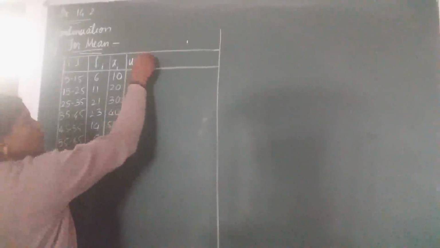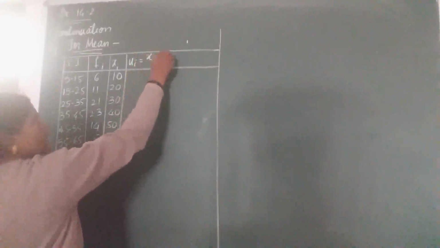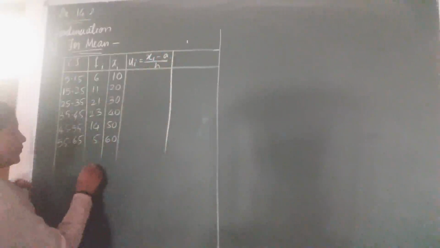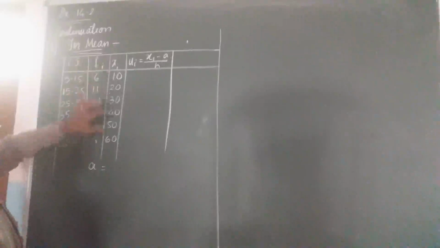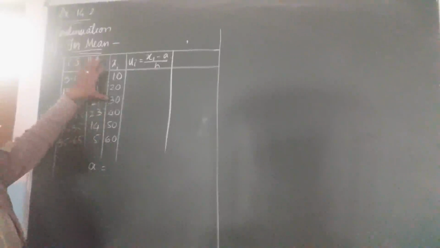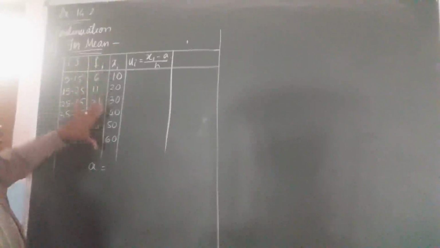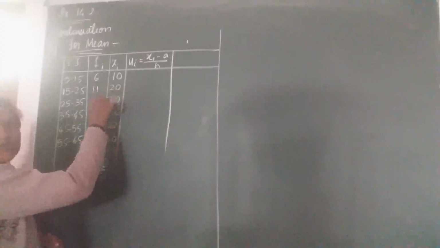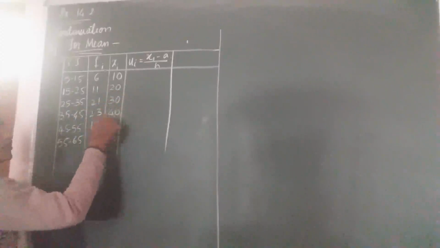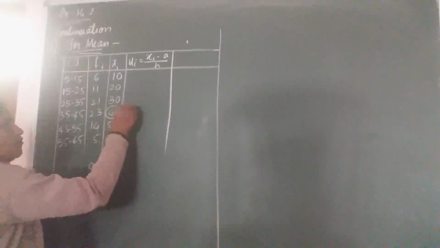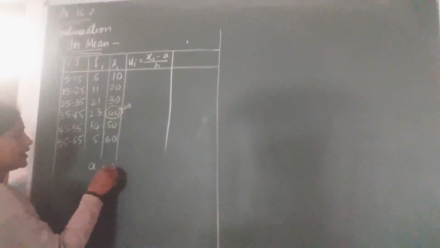Now step deviation, ui is equal to xi minus a divided by h. You have to find out ui. So for that we need A, the assumed mean. Here in the xi column we have 6 terms, that is nothing but even terms. In these even terms we will get 2 middle terms. So any one you can assume as the assumed mean. I will assume here 40 as the assumed mean. So A is 40. Xi minus A, 10 minus 40, it is nothing but minus 30.